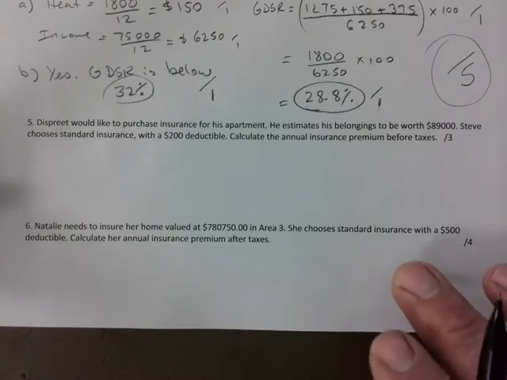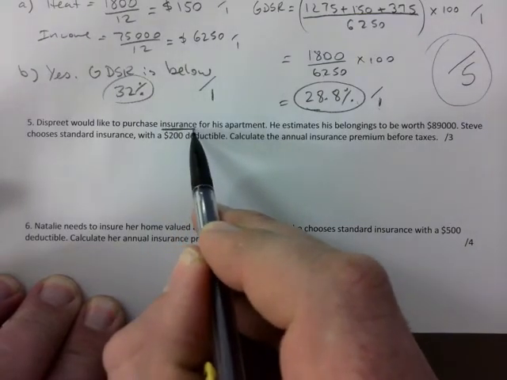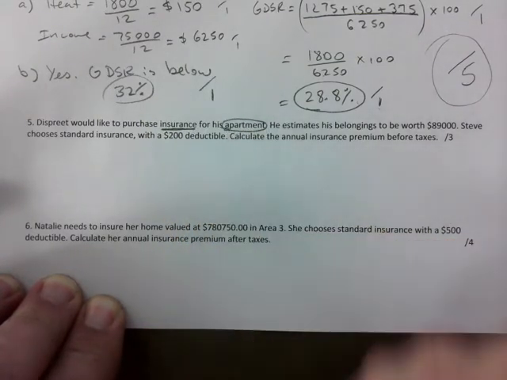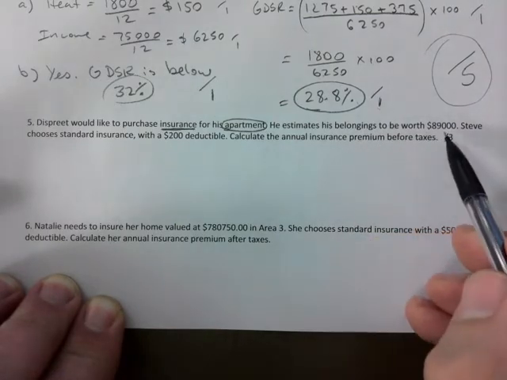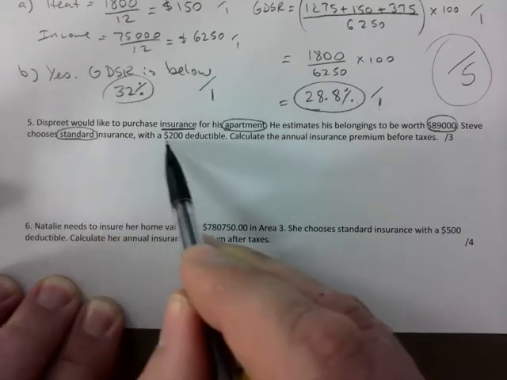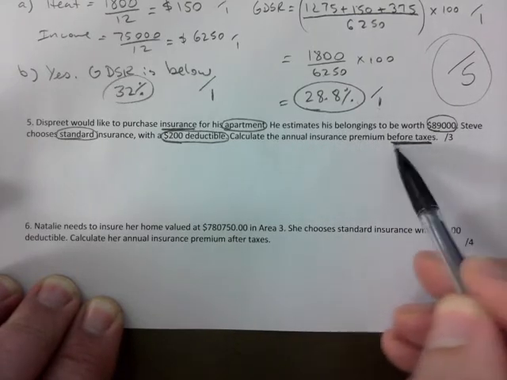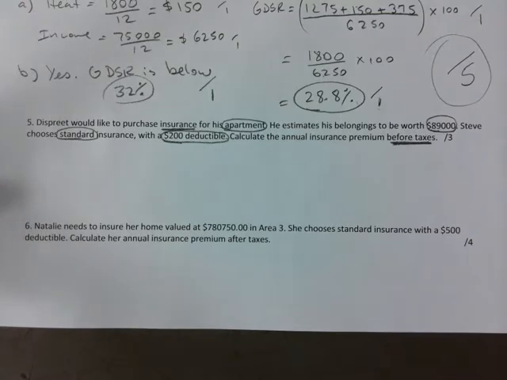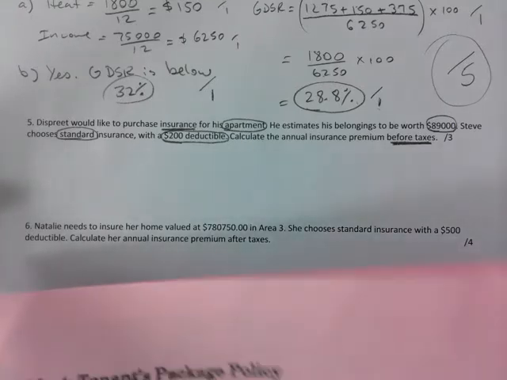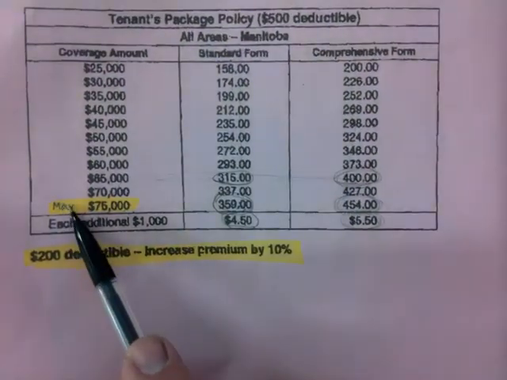Next, we have insurance. You're probably sick and tired of insurance by now, but that's okay. I want you to be good at it. So insurance, and it's apartment, which means I'm going to use the tenant insurance. There's $89,000 worth of stuff, standard insurance, $200 deductible, calculate the annual insurance before taxes. So that means we won't have to multiply by 1.07. I will walk you through this because I want you to have one last chance if you didn't get it up until this point. So insurance, I want standard. So it's tenant insurance, standard, and you max out, right?